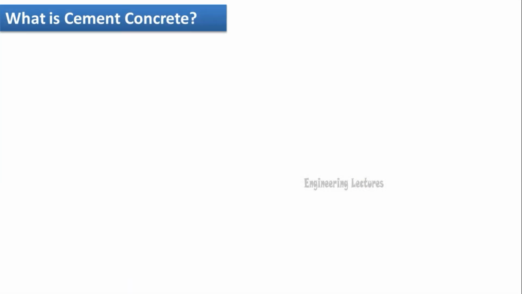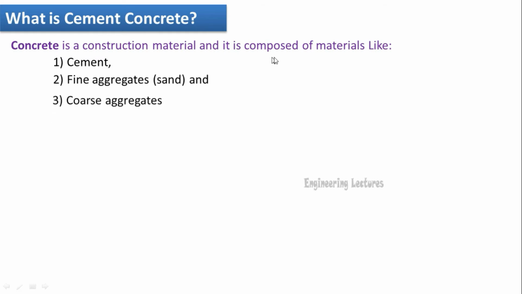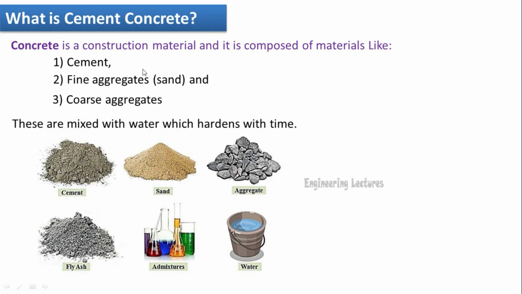Now let's see what is concrete. Concrete is a construction material composed of materials like cement, fine aggregate, and coarse aggregate. In addition to this, we add water. So it's a combination of cement, fine aggregate, coarse aggregate and water. These are mixed with water, which hardens with time. When we add water to this mixture, what will happen? Based on time, it gets hardened, right?